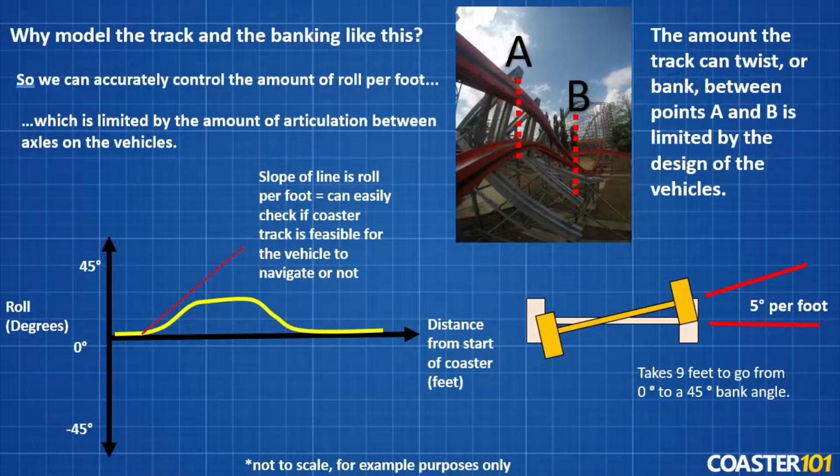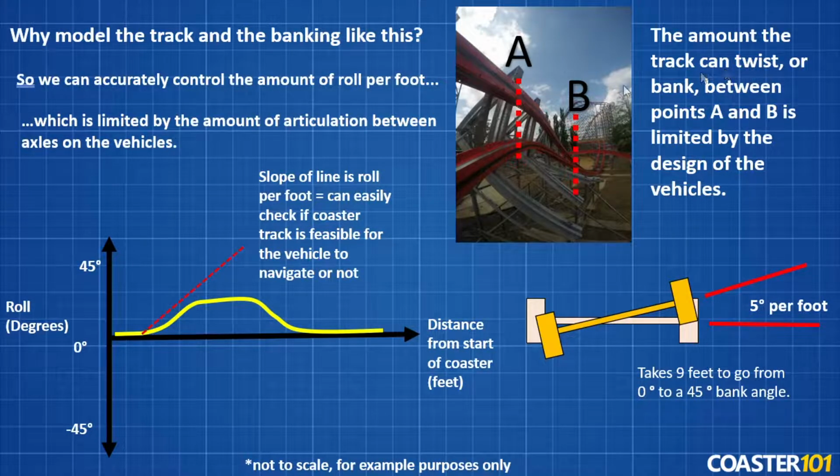Alright, so at this point you may be sitting there thinking, why would you build a roller coaster using this method? Well, one possible reason for designing the banking in a 2D sketch is so that you can easily check the degree of roll per foot. So what do I mean by that? When designing the layout, the track can only twist or roll or bank a certain amount over a specified distance. And that is limited by the amount of articulation between axles on the vehicle.